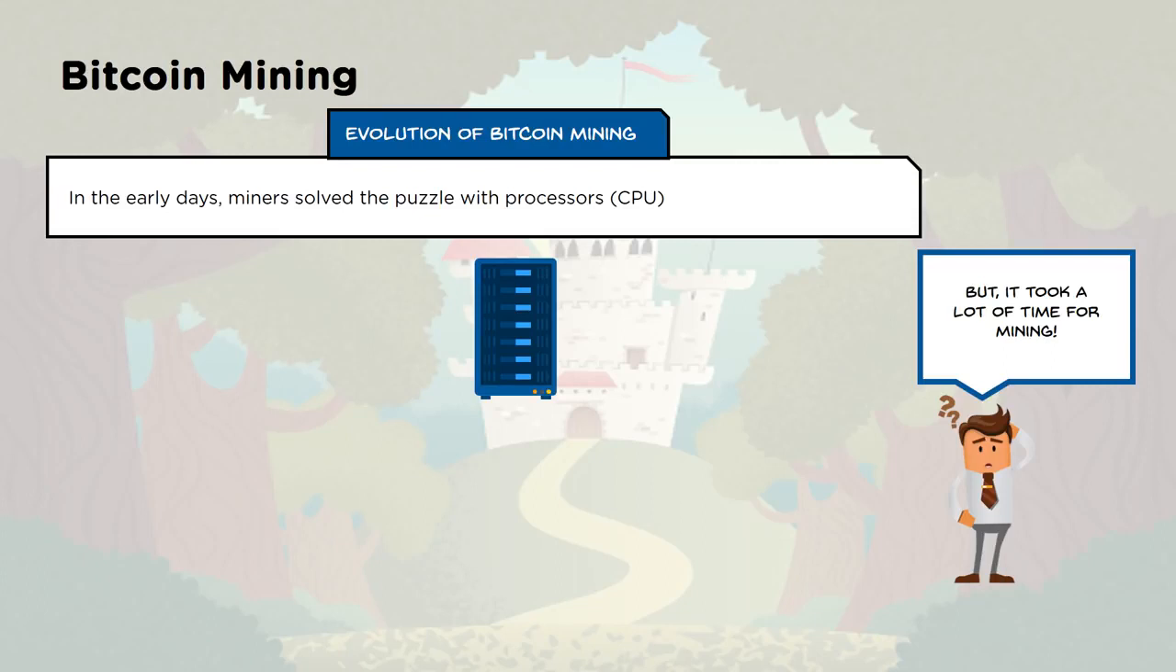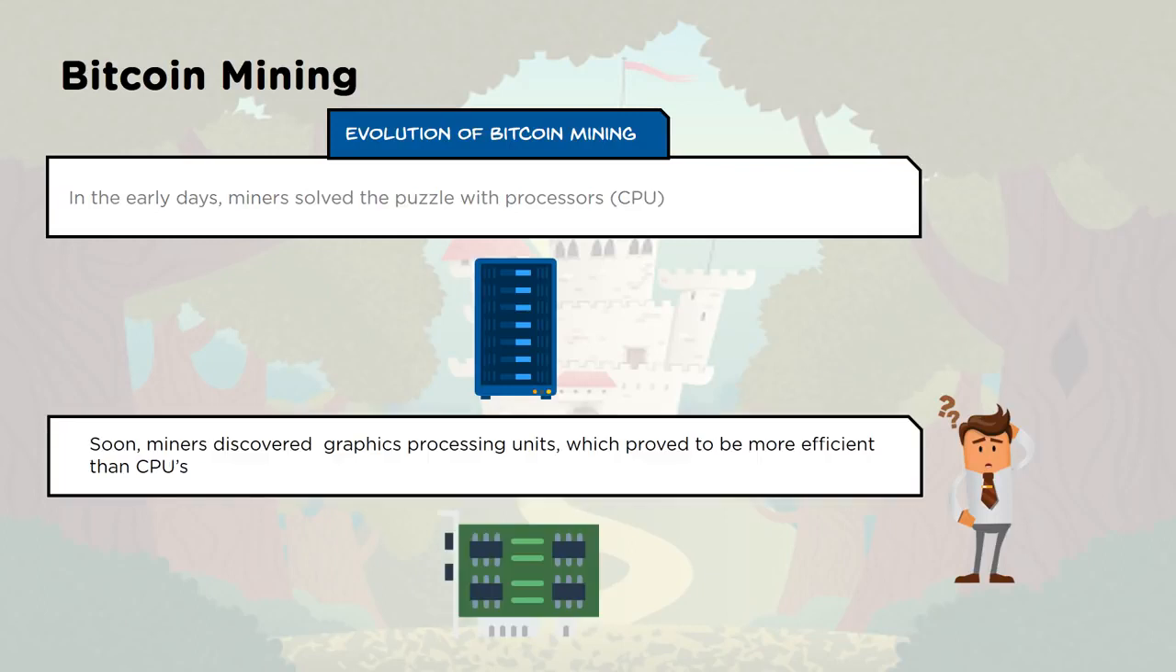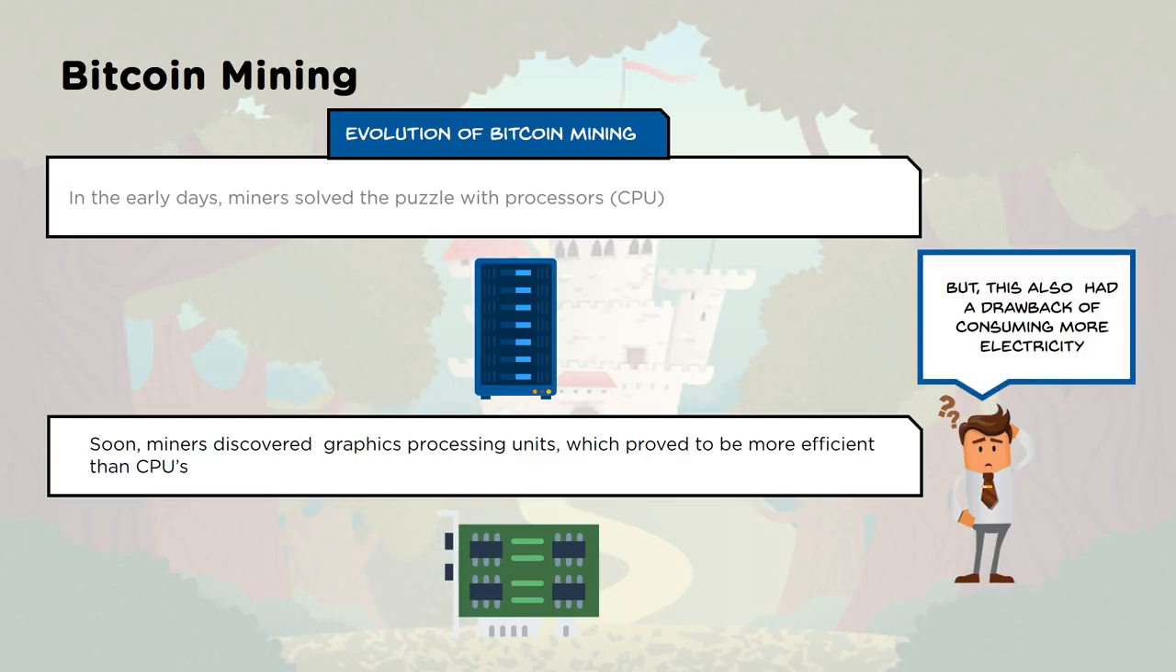Now, as I said, the difficulty level keeps on changing and growing, so the miners also had to increase the processing power. They discovered that graphical processing units, GPUs, proved to be more efficient than regular CPUs. But this also had the drawback of electricity consumption. Any miner who has to calculate the return on investment on the hardware also has to accommodate the cost of electricity and other resources which go into the mining.